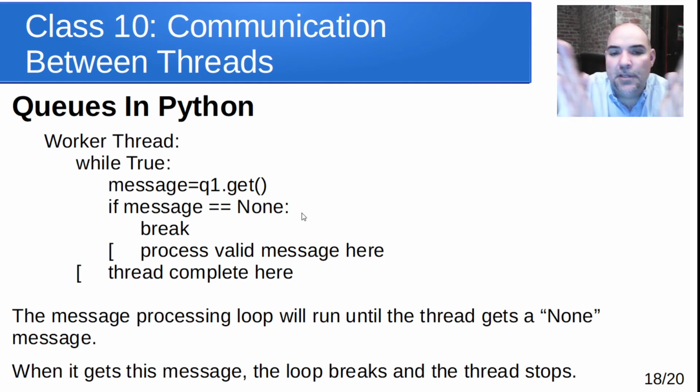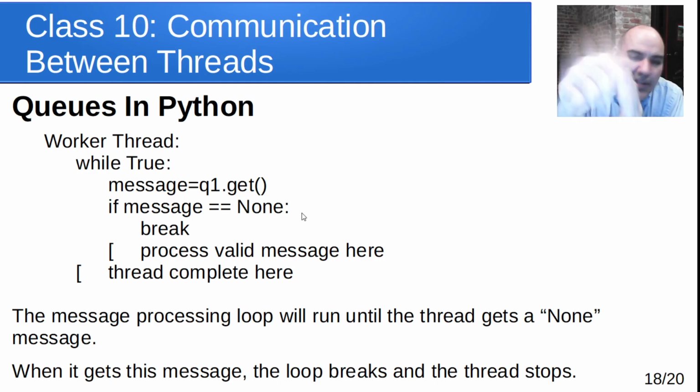But there are cases where the queue will run out, but we still want the worker there, so we can put more things in. It can process them, put more things in, process them, put more things in, process them, and then say, okay, stop. Here's None. And then it knows to stop.